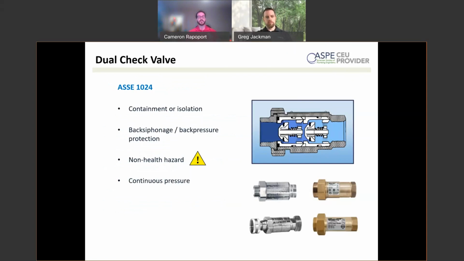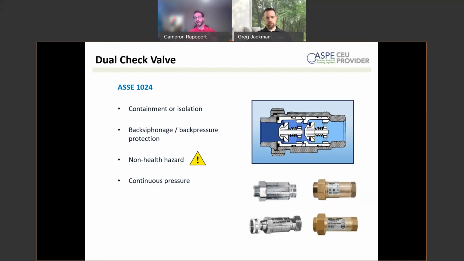First one I want to talk about is dual checks. I'm seeing more and more dual checks because I'm seeing more and more residential fire sprinkler systems. So these are non-testable backflow preventers, right? They don't have test cocks. They're typically not required to be annually tested like a testable backflow preventer is, a double check versus a dual check. They're for non-health hazard, but they are rated for back siphonage and back pressure and continuous pressure.